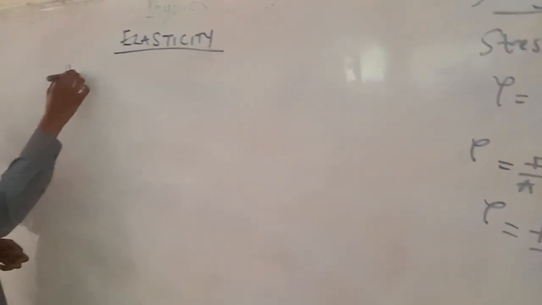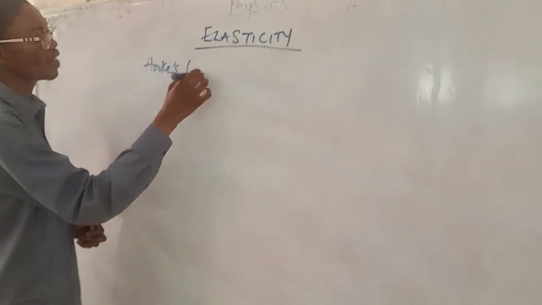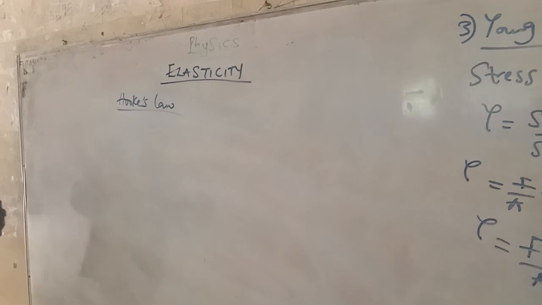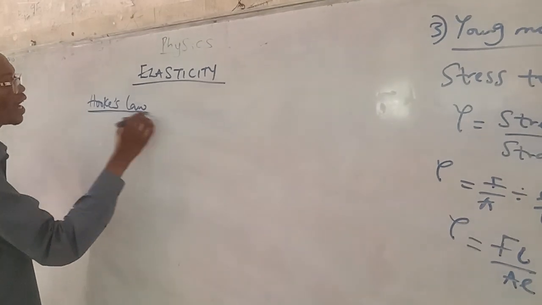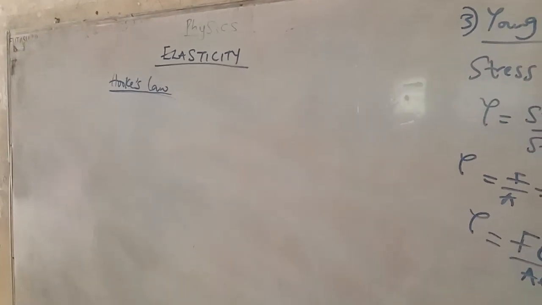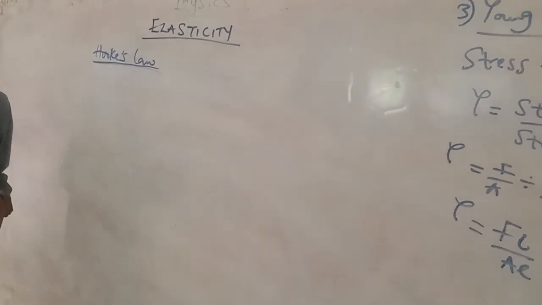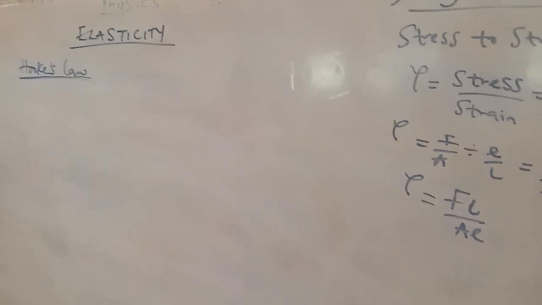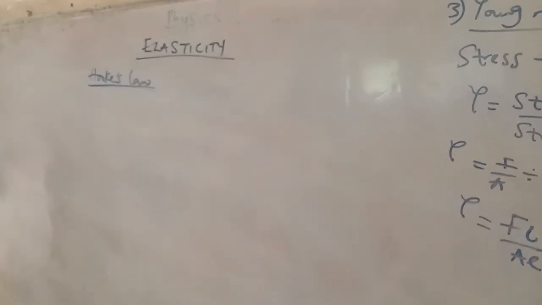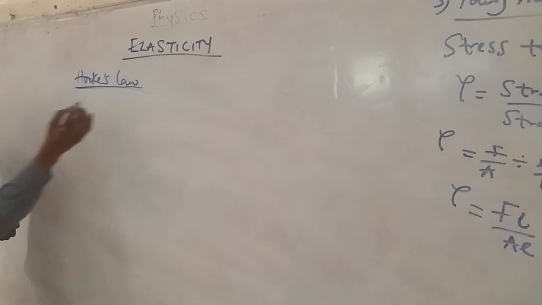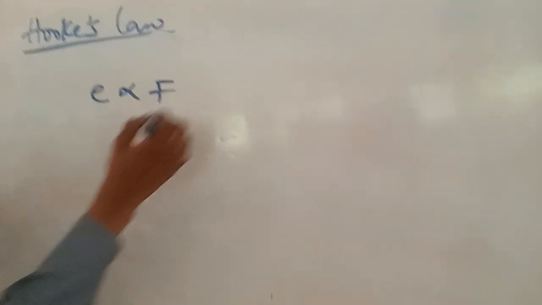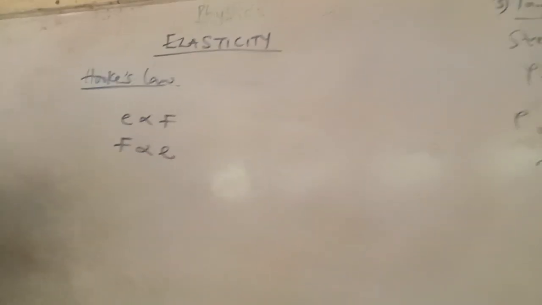Now, before we go, we'll also talk about Hooke's law. Hooke's law is very applicable in elasticity. Hooke's law states that provided the elastic limit of a material is not exceeded, the extension of that elastic material is directly proportional to the applied force. This is what I'm saying: the extension is directly proportional to the force. Also vice versa, your force is directly proportional to the extension.